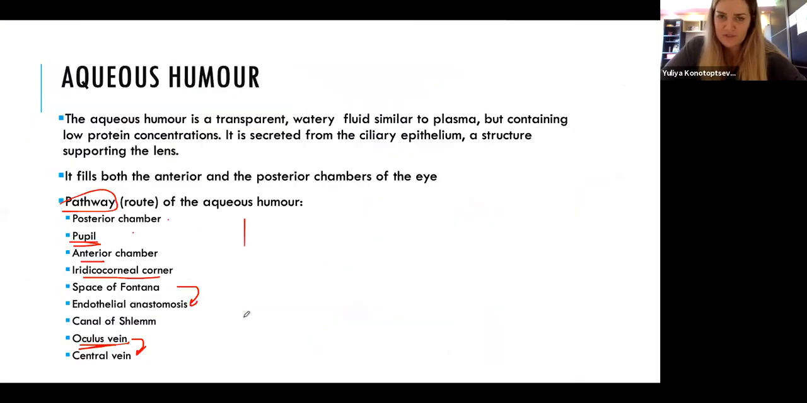As I said previously, it's very important. They ask this whole pathway, exactly as it was written here.